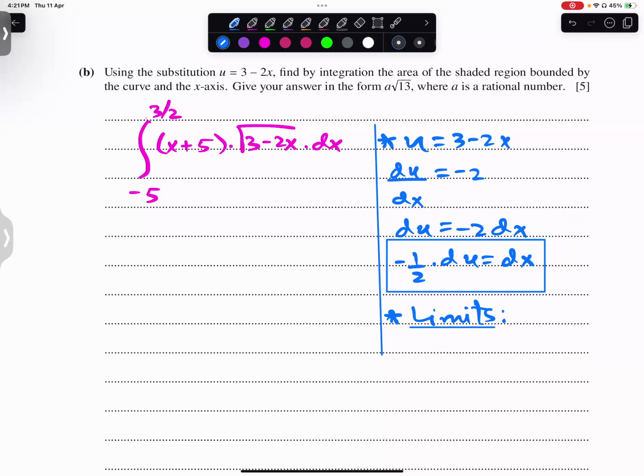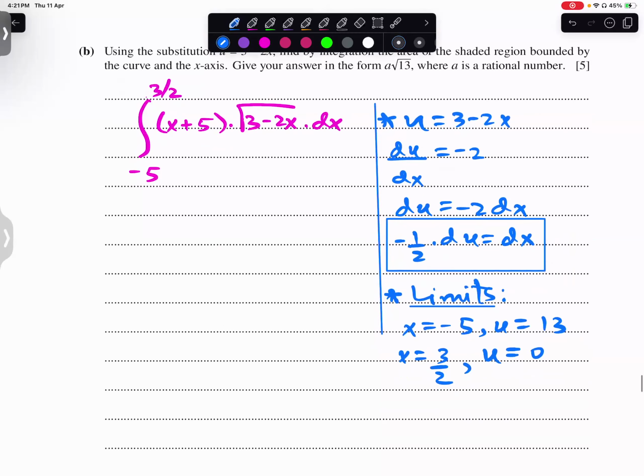Put x is equal to negative 5. u will become 13. Minus 2 times minus 5 is plus 10, plus 3 is 13. And if you put x is equal to 3 by 2, your u will be 3 minus 3, which is 0. So your integral, you can also call it I, will become minus 5 gave you 13 and 3 by 2 gave you 0.